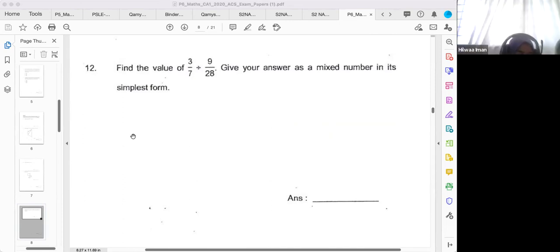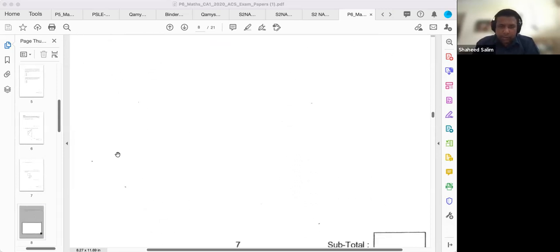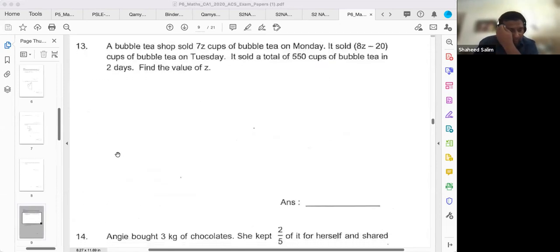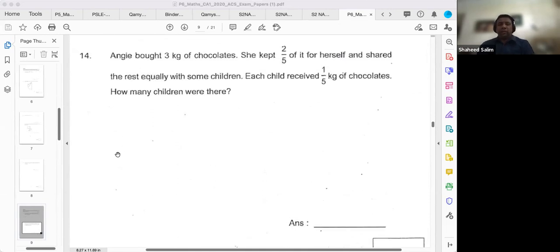It's 1 whole 1 over 3. 1 whole 1 over 3. Well done. You did it. Okay. Actually, I forgot. I want to give you only the problem sum like this. Okay. NG bought 3 kg of chocolates, kept 2/5 for herself, shared the rest equally with some children. Each child received 1/5 kg of chocolates.